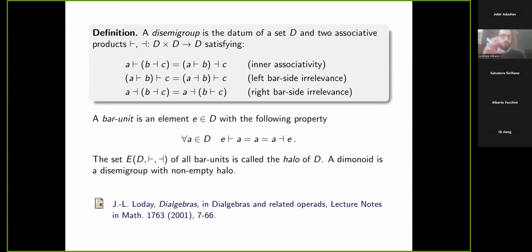Of course, all of these notions can be transported in any monoidal category, and this definition here is just the same thing in the category of sets with its usual monoidal structure. But of course, we can do the same thing, for example, in the category of vector spaces over some field. And it was exactly what Jean-Louis Loday did in 2001 when he introduced the notion of di-algebras, associative di-algebras.